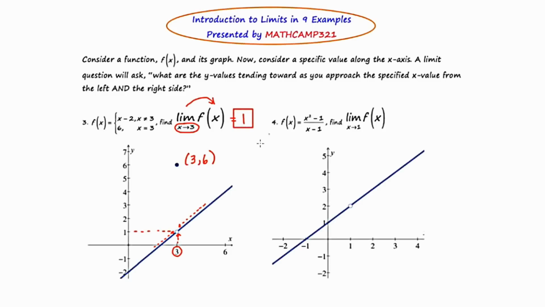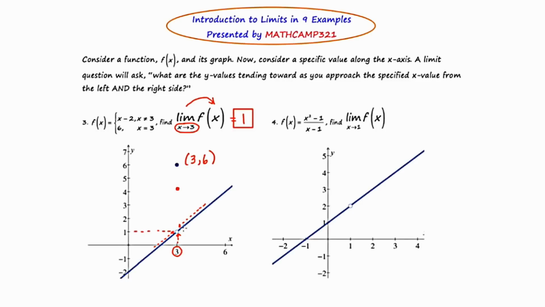But students are always confused about this dot here. Well, they say, what if that dot had been 3, 4 instead of 3, 6? Would that have made a difference? And the answer is no. If the dot were here instead, that's not going to have any effect on approaching from the left along the curve and approaching from the right along the curve. So no matter where this point had been redefined, whether it was 6 or 4 or wherever, for this particular problem, the limit answer is going to be 1.